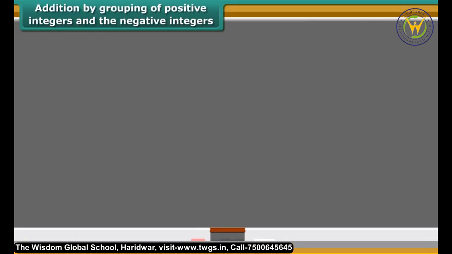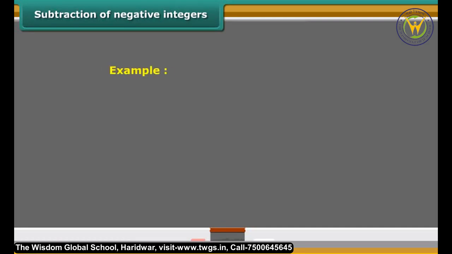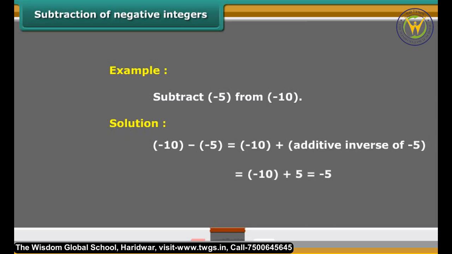For better understanding, we can solve one example. We arrange the numbers so that the positive integers and the negative integers are grouped together. Now let us find the value of -10 minus -5 using a number line. This is same as -10 plus +5, as the additive inverse of -5 is 5. First, we move 5 steps to the right on the number line, starting from -10. We reach -5.